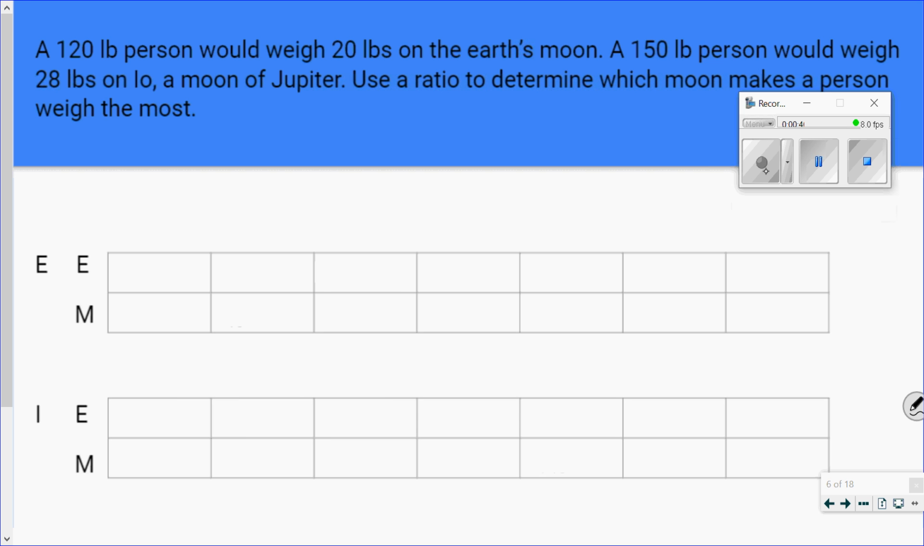Okay, so it says a 120-pound person would weigh 20 pounds on the Earth's moon. So we're going to focus on that first. So the first ratio on here, what's it going to be?